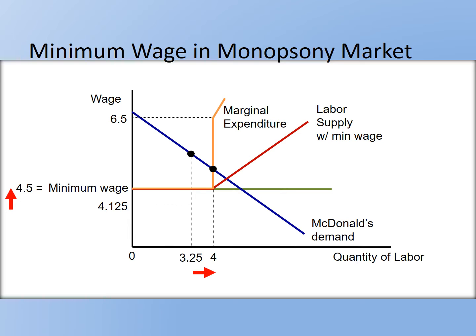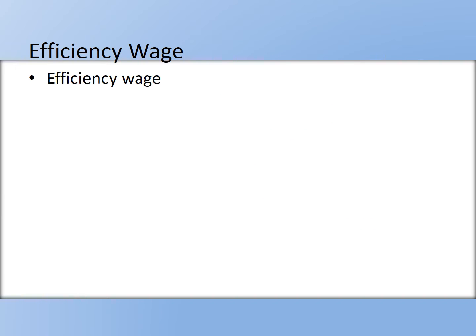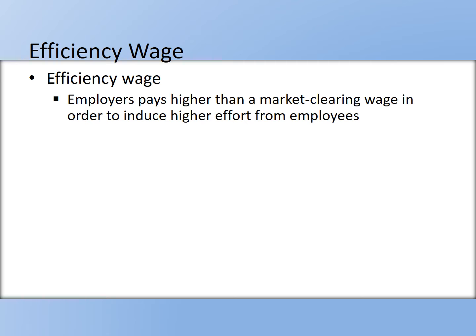So we have done the math. I'll upload the video for the math before the final. Then we talk about the idea of efficiency wage, which is employer intentionally paying higher than a market clearing wage in order to induce effort.